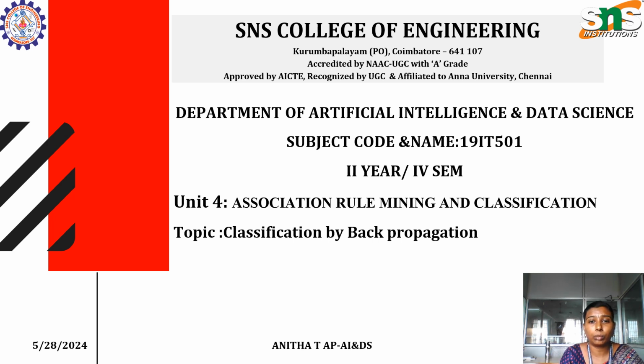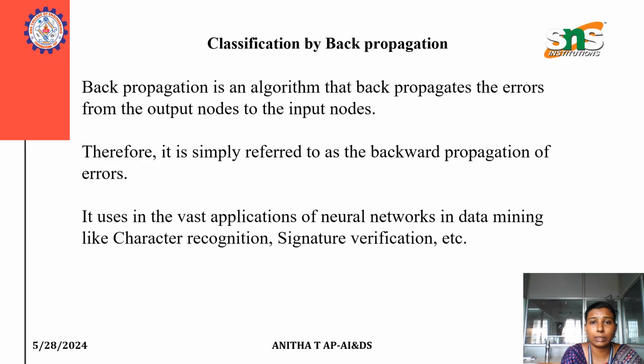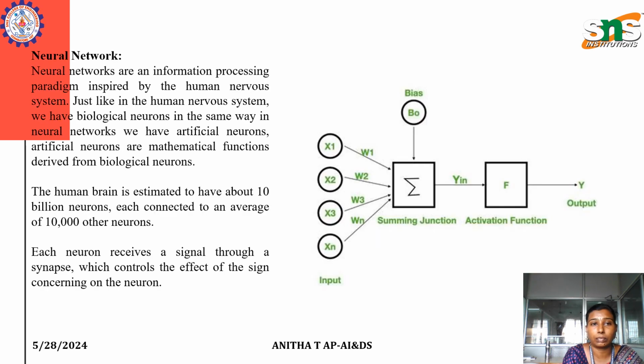Now I'm going to talk about classification by back propagation. Classification by propagation is an algorithm that back propagates the error from the output nodes to the input nodes. Therefore, it is simply referred to as the backward propagation of errors. It is used in the vast applications of neural networks in data mining, like character recognition, signature verification, etc.